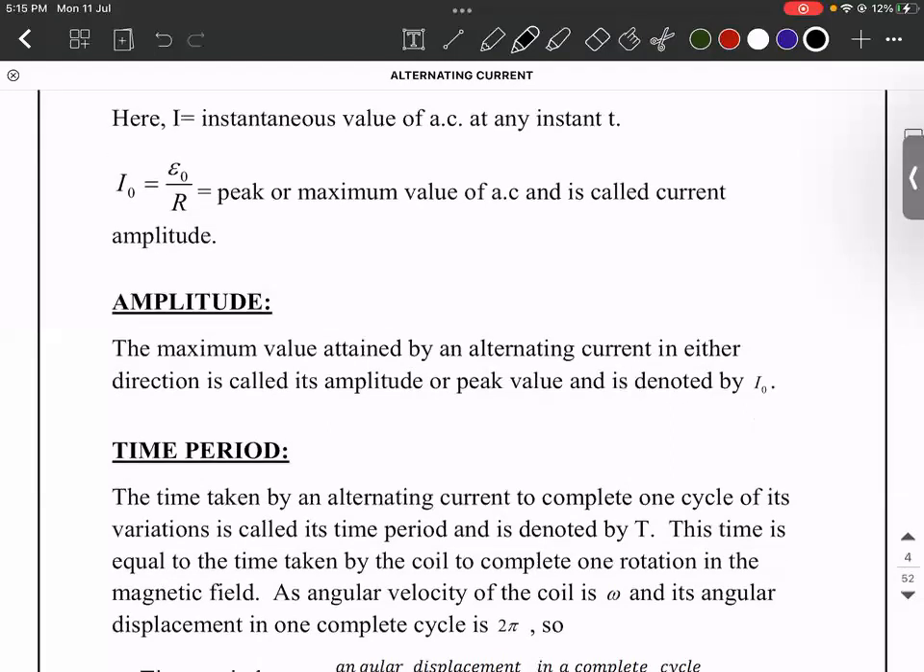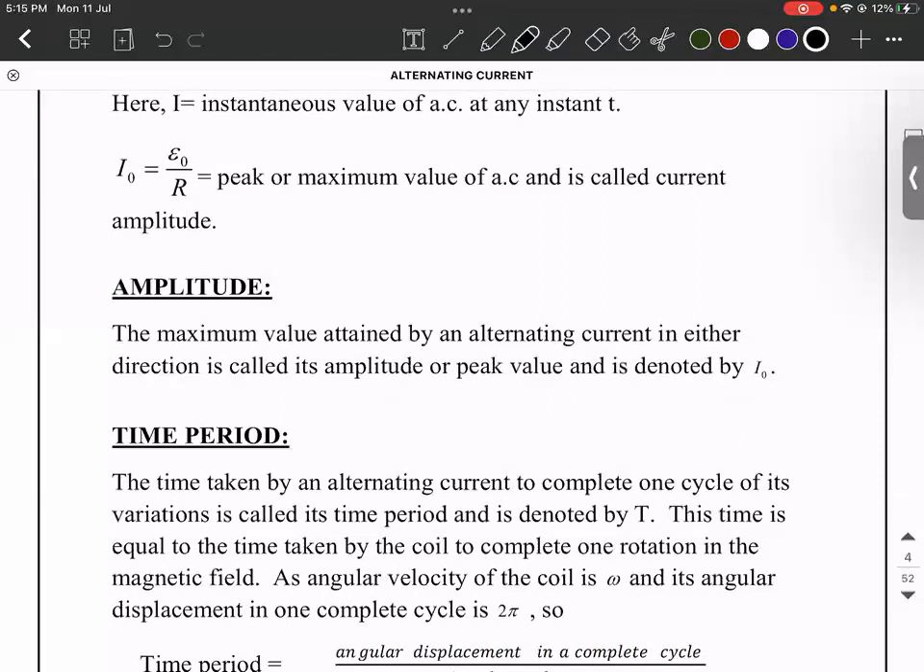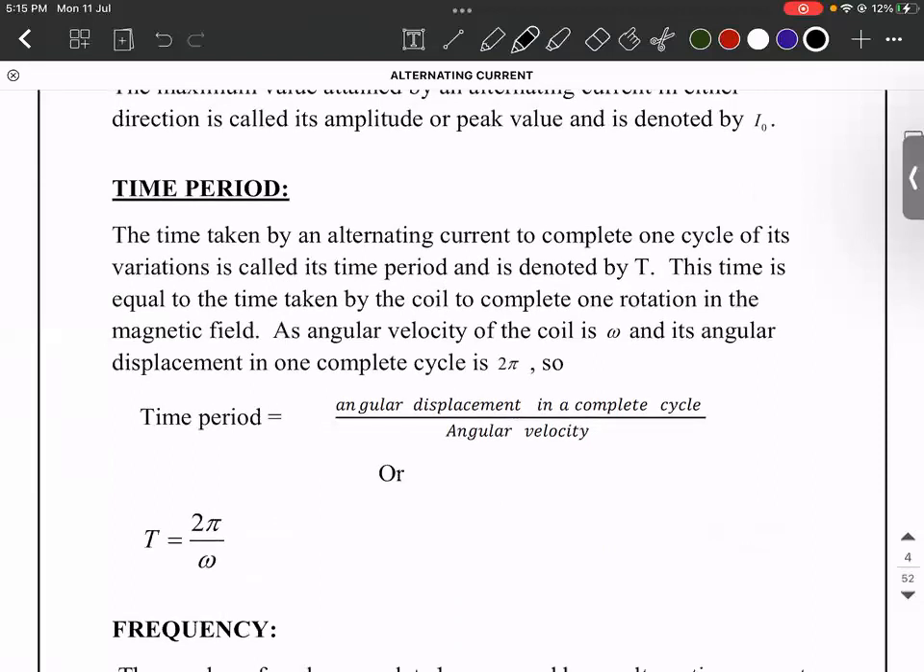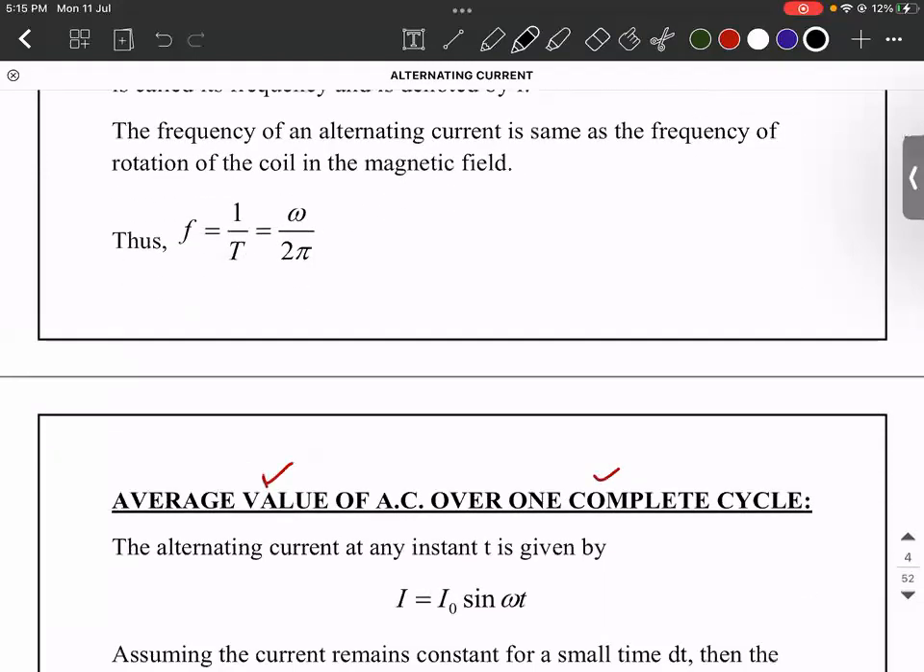Then what is time period? Time period is the time taken by the alternating current to complete one complete oscillation. That is one positive cycle and one negative cycle put together. The time taken to complete a positive and a negative cycle is what we call one time period. When you talk about time period, you can also define frequency. What is frequency? It is the reciprocal of time period. The number of times a wave completes an oscillation in 1 second is what we call frequency.